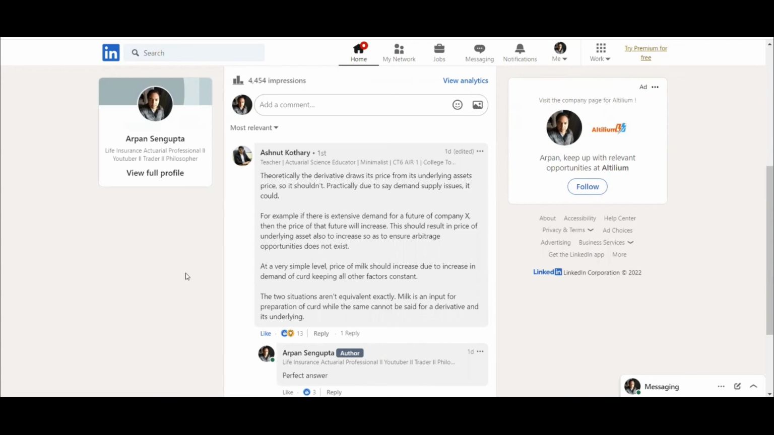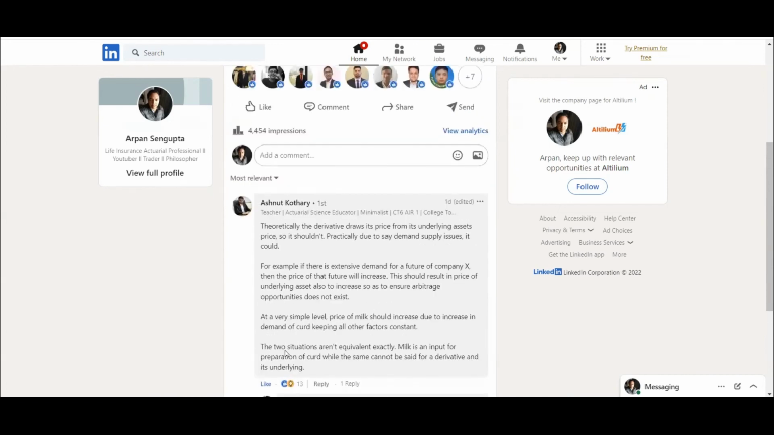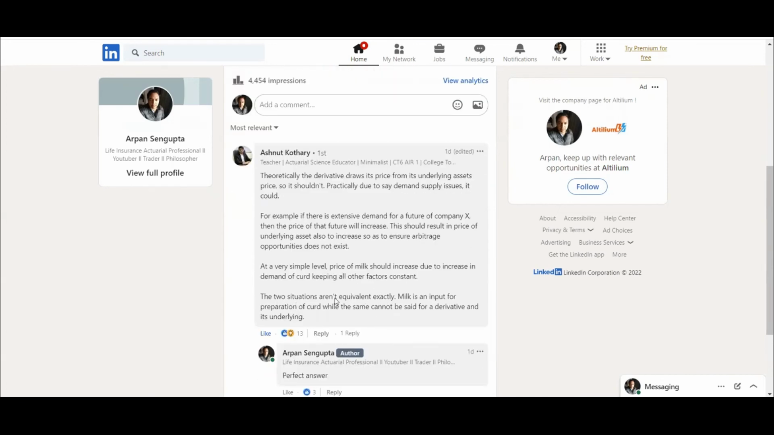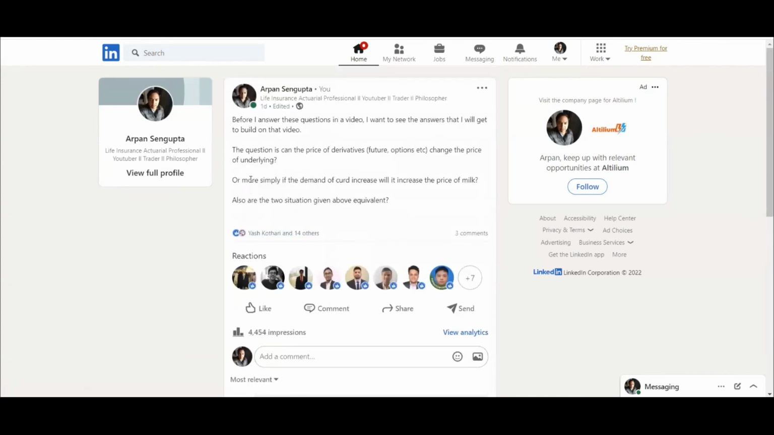So the question that I've asked here, the two situations, what Ashnad has replied, the two situations aren't exactly equivalent. Milk is an input, right? So in this case, milk is an input, and that's why the curd is not a derivative, but curd is a byproduct, right? That is the same question that I've asked here: are the two situations given above equivalent? These two situations are not equivalent, right? So you are not comparing apple to apple. You are comparing apple with orange. You have not understood the concept of derivative, and that's why you are giving that answer.